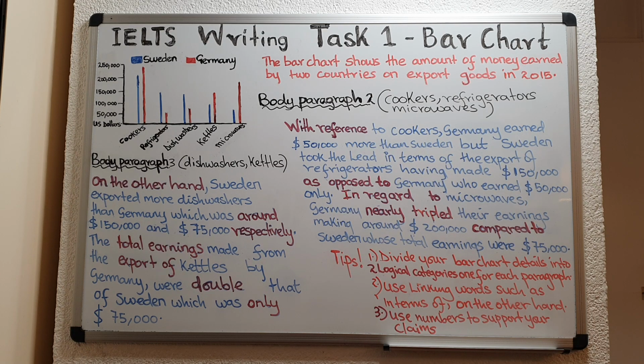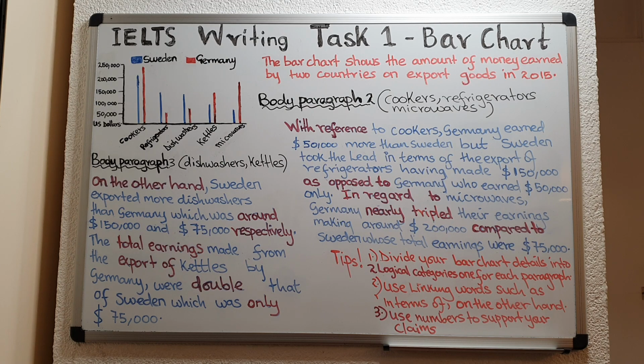So in regard to microwaves, Germany nearly tripled. They made nearly 3 times more, which was around $2,000 compared to Sweden, who made 75,000. So when you're not sure of the numbers, let's say you're not sure if it's 250 or 200, then you can use around, okay? Their earnings making around $2,000.